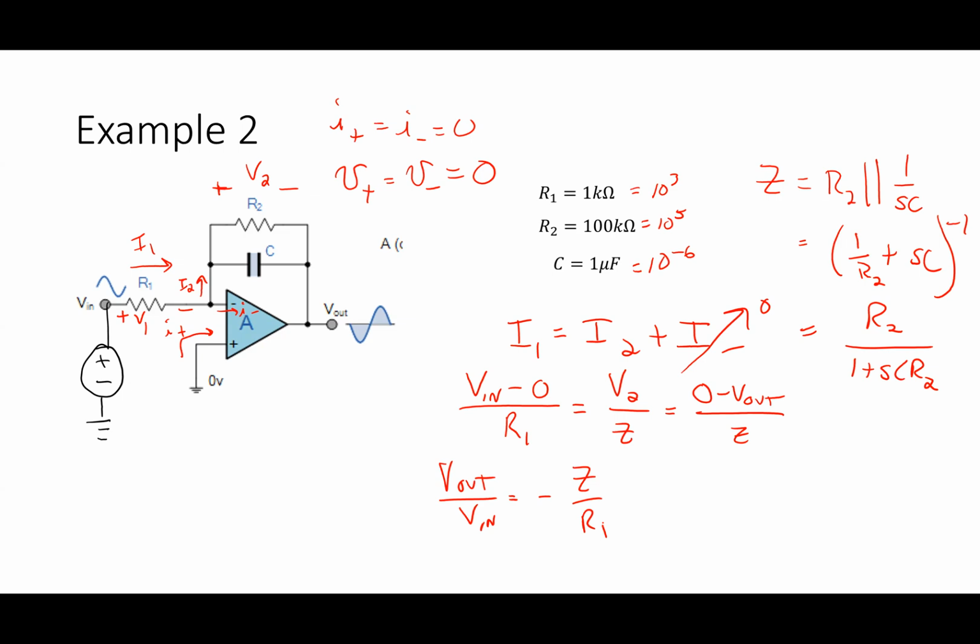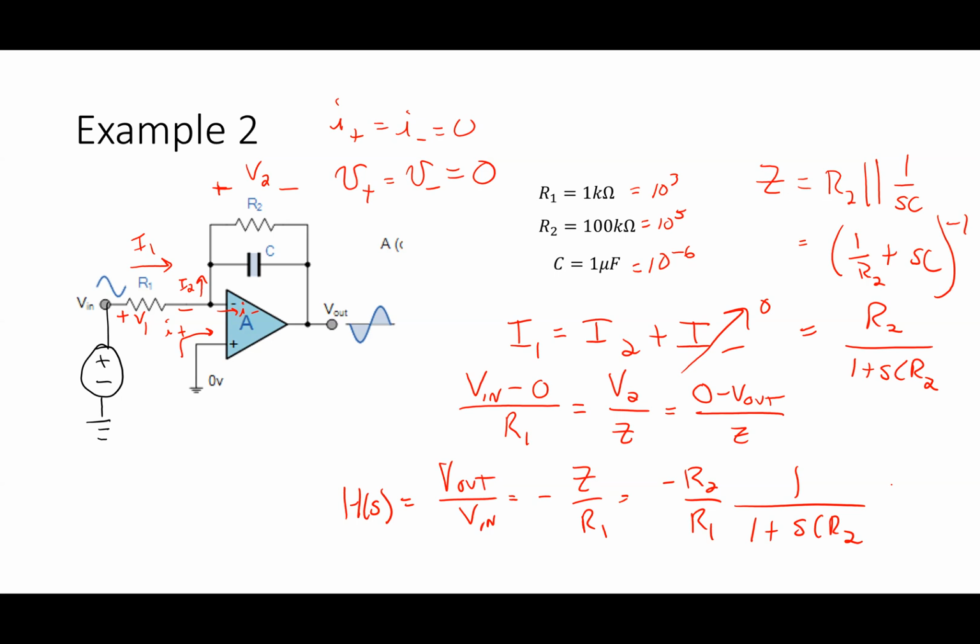Okay, that's my transfer function. That would be my H of S. And if I plug in all the good stuff here, I would end up with minus R2 over R1 times 1 plus SCR2, like that. Okay, that's what that would become. Questions about what I did there?